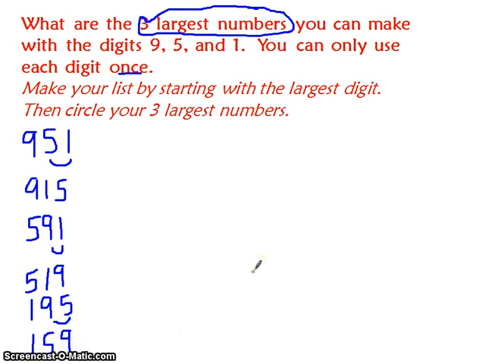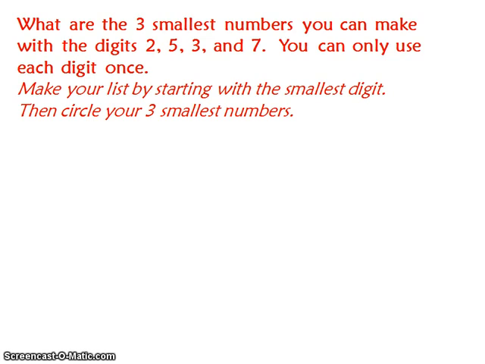So now it's really easy to see what your three largest numbers are. That would be 951, 915, and 591. Those are your three largest numbers. Now notice on this page that my problem changes a little. What are the three smallest numbers you can make with the digits 2, 5, 3, and 7? You can only use each digit once.